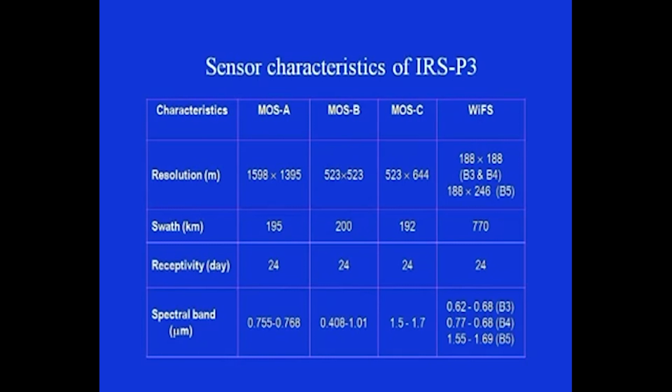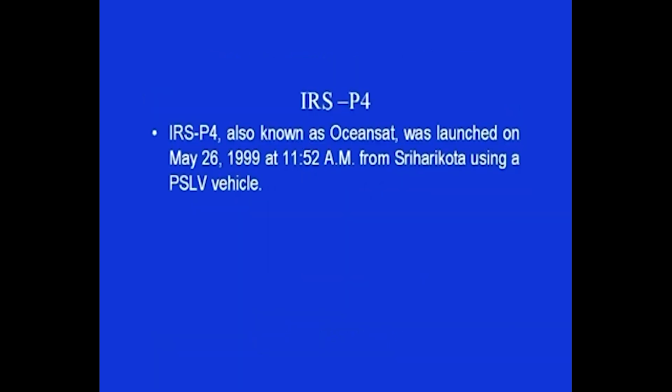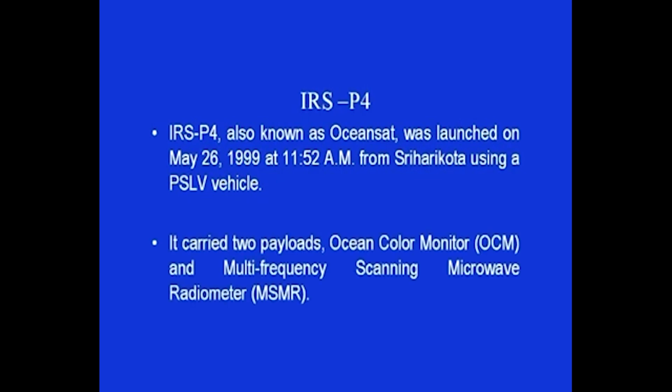The next series of satellites is the IRS P4. This is also known as OceanSat, as it was launched on May 26, 1999 at 11:52 from Sriharikota using a PSLV launch vehicle. It carried two payloads, ocean color monitor and multi-frequency scanning micro radiometer. Well, this was primarily launched so that one could enhance the ocean related studies.